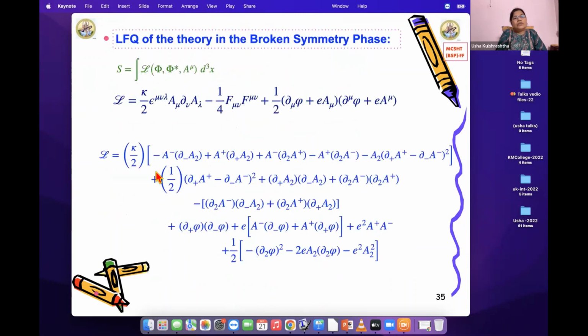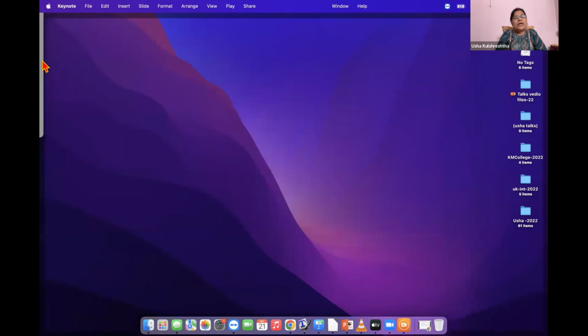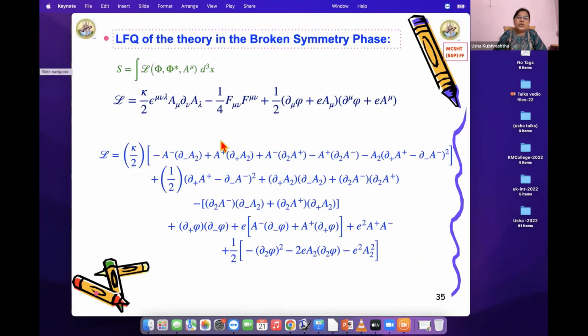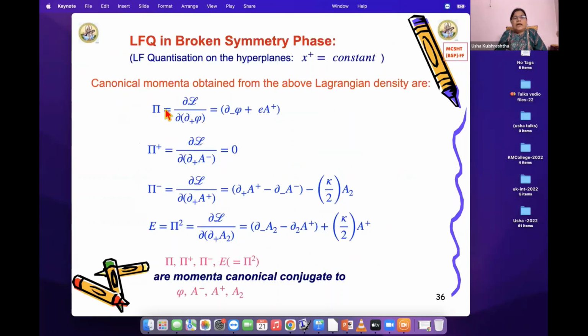And now I come to the light-front quantization of this theory in the broken symmetry phase. So first of all, I write down this Lagrangian density in terms of light cone coordinates. And then I look for the canonical momenta of this theory. Now here, capital Phi is canonically conjugate to varphi, and pi plus is canonically conjugate to A minus, pi minus is canonically conjugate to A plus, E is canonically conjugate to A2.